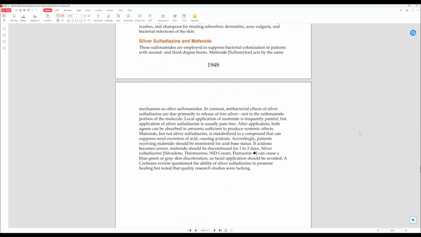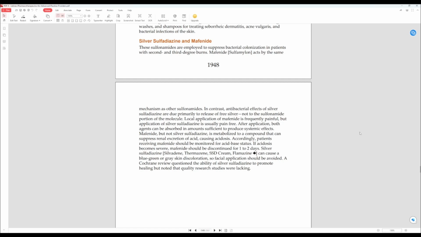Which now brings us to silver sulfadiazine and mafenide. These sulfonamides are employed to suppress bacterial colonization in a patient with a second or third degree burn. Mafenide acts by the same mechanism as other sulfonamides. In contrast, the antibacterial effect of silver sulfadiazine is due primarily to the release of free silver, not to the sulfonamide portion of the molecule. Local application of mafenide is frequently painful, but application of silver sulfadiazine is usually pain-free.